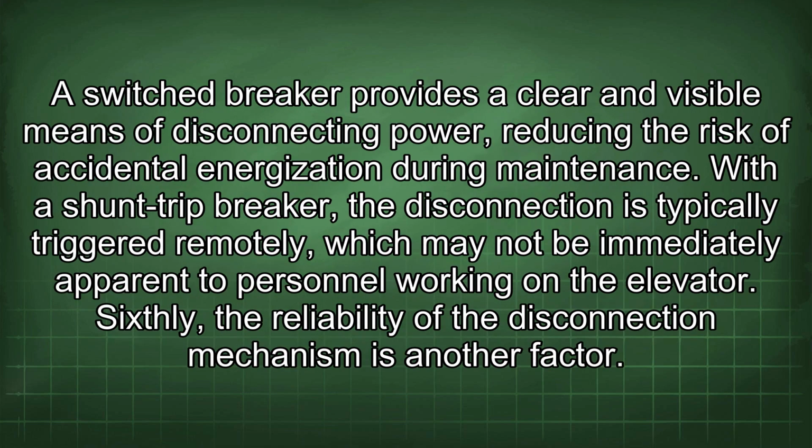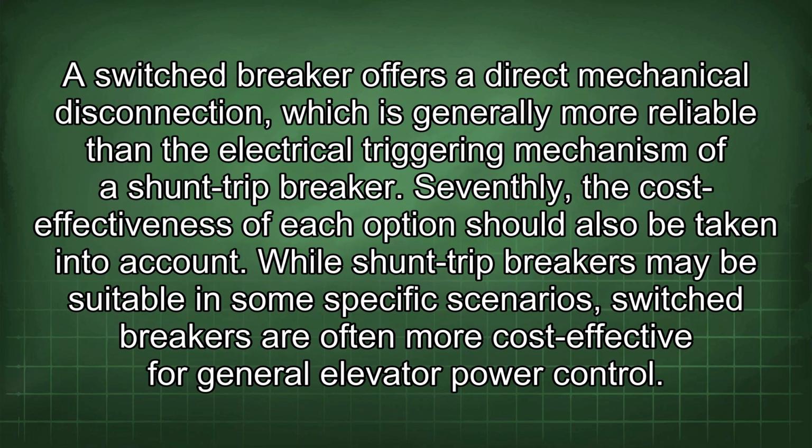A switch breaker provides a clear and visible means of disconnecting power, reducing the risk of accidental energization during maintenance. With a shunt-trip breaker, the disconnection is typically triggered remotely, which may not be immediately apparent to personnel working on the elevator. Sixthly, the reliability of the disconnection mechanism is another factor. A switch breaker offers a direct mechanical disconnection, which is generally more reliable than the electrical triggering mechanism of a shunt-trip breaker.